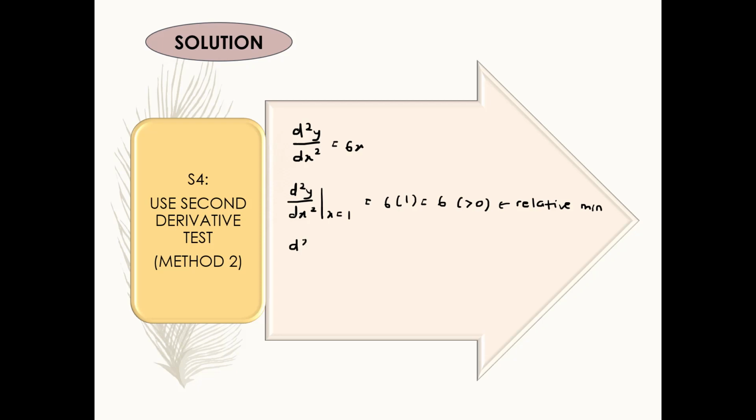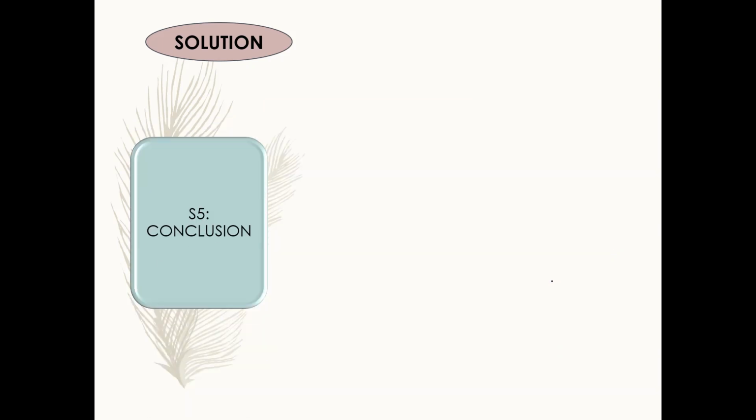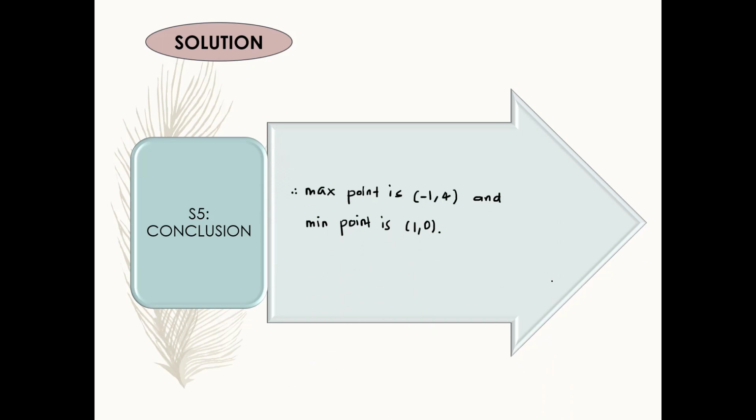And then when x equals to negative 1, you will get negative 6, which is less than 0. So it is a relative maximum. So the conclusion is you will get the same as the first method, which is the maximum point is (-1, 4) and the minimum point is (1, 0).